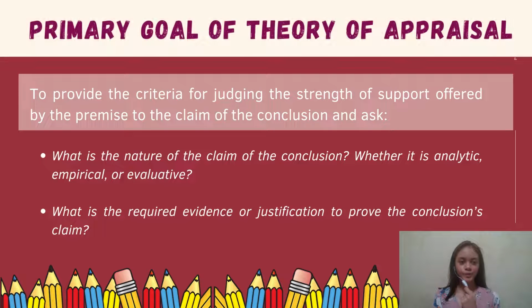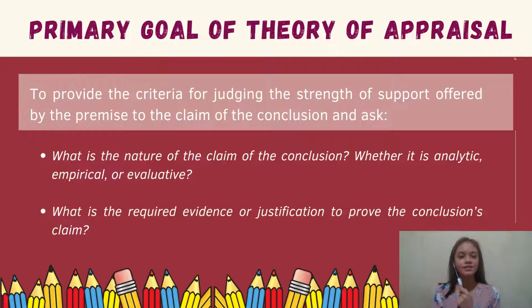Acuña states that the basic goal of the theory of appraisal is to provide the criteria for judging the strength of support offered by the premise to the claim of the conclusion, and ask what is the nature of the claim of the conclusion, whether it is analytic, empirical, or evaluative, and what is the required evidence or justification to prove the conclusion's claim. With this, Acuña states that a good theory of appraisal can figure out the different kinds of epistemic claims and find out the required evidence or justification to establish the claim.